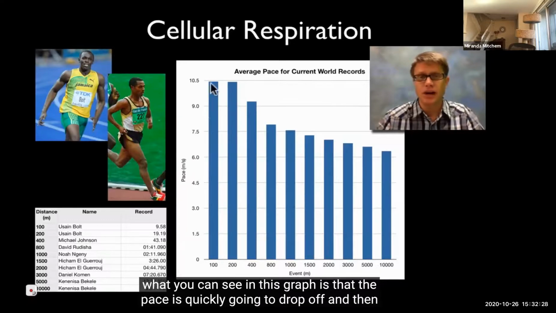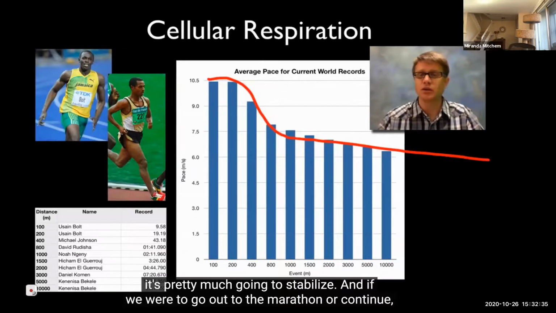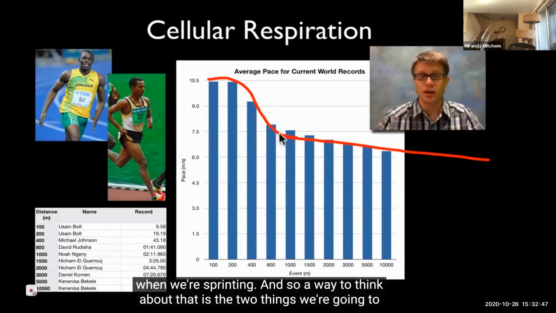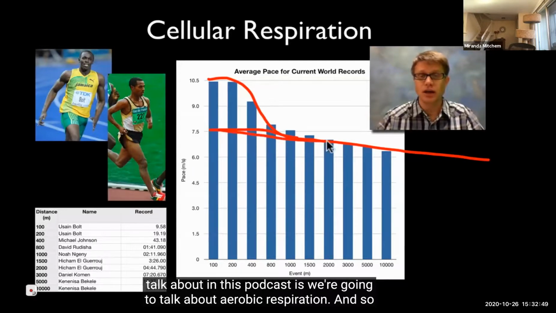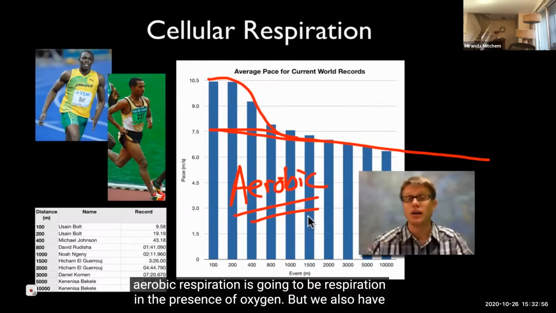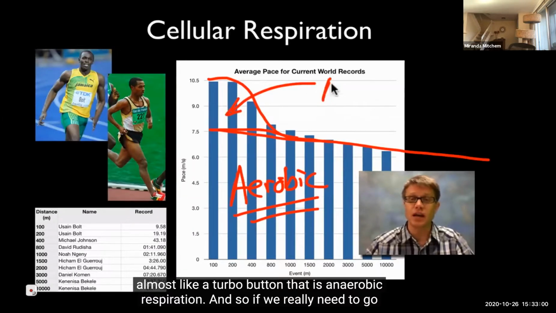And what you can see in this graph is that the pace is quickly going to drop off, and then it's pretty much going to stabilize. And if we were to go out to the marathon or continue, basically, we're pretty effective at running at a specific pace, but we die really quickly when we're sprinting. And so a way to think about that is the two things we're going to talk about in this podcast. We're going to talk about aerobic respiration. So aerobic respiration is going to be respiration in the presence of oxygen, but we also have almost like a turbo button that is anaerobic respiration.